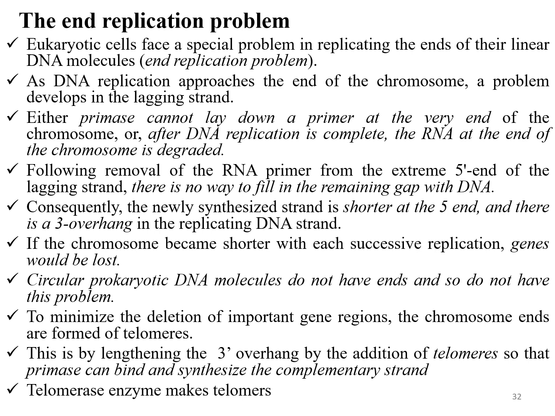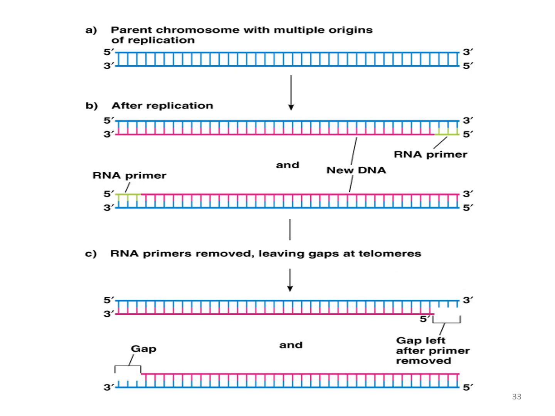Therefore, this end replication problem, which occurs only in eukaryotic DNA replication, can be solved by telomeres. This is done by lengthening the 3' overhang through the addition of telomeres, so that the primase can bind and synthesize a complementary strand. Telomerase is the enzyme used for making these telomeres. As you see in the diagram, the RNA primer at the 3' position can leave a gap. This gap can be filled by telomeres. Otherwise, it leads to the end replication problem.